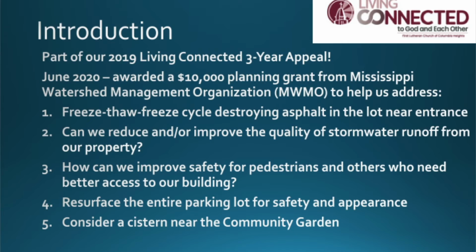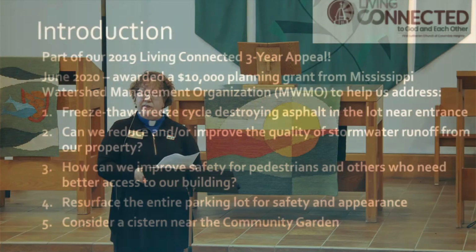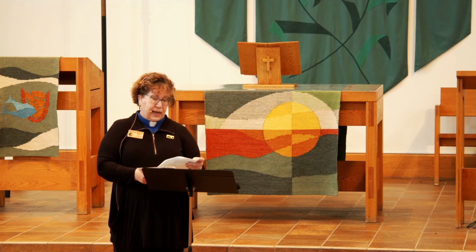Remember how the asphalt was so broken up? Because the water would pool there, freeze, break up the asphalt, thaw, freeze, break up more asphalt, and we had a really dangerous walkway from the building out to the parking lot. Given our very large facility and our very large parking lot, what could we do to reduce or improve the quality of water that leaves this property? As I said in the last slide, 513,000 gallons in a half-inch rainfall over 24 hours.